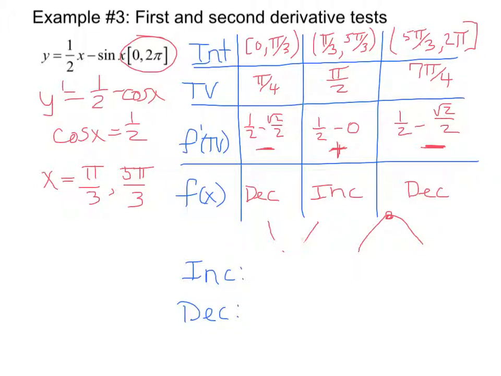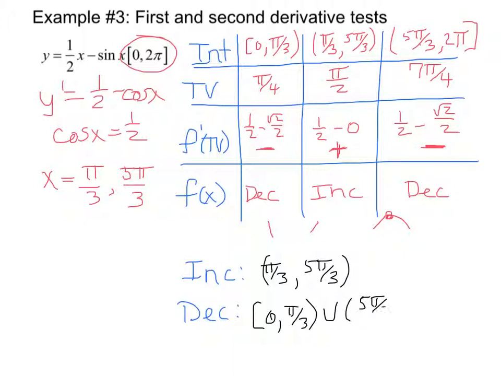So let me clear a little way here and write my intervals of increasing and decreasing. My interval of increasing is simply pi over 3 to 5 pi over 3. My intervals of decreasing are 0 to pi over 3, including the 0, union 5 pi over 3 to 2 pi, including the 2 pi. So there's the first derivative test applied.